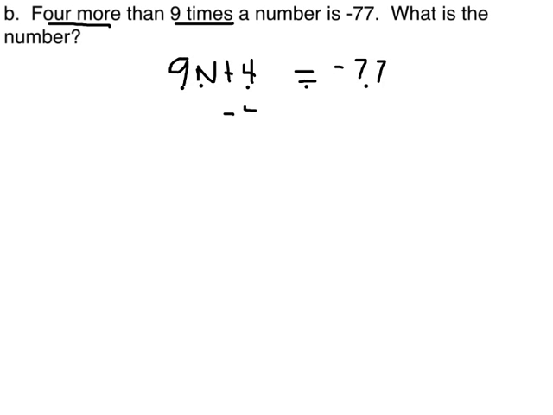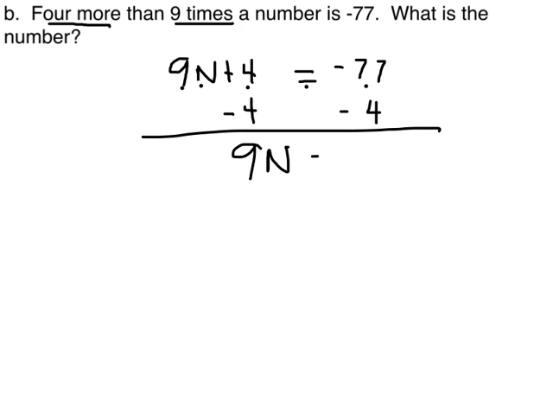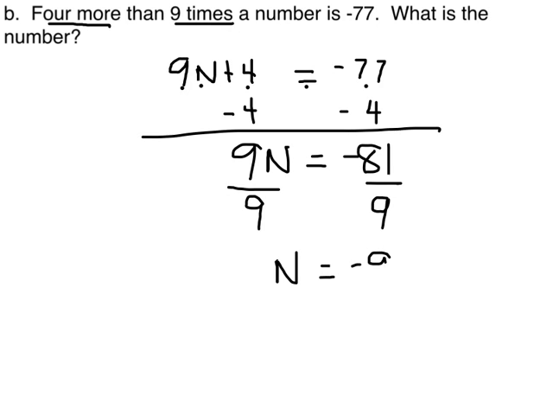Now let's solve. We'll subtract 4 from both sides, and we are left with 9n is equal to negative 81. Divide by 9 on both sides. N is equal to negative 9. And there you have it.